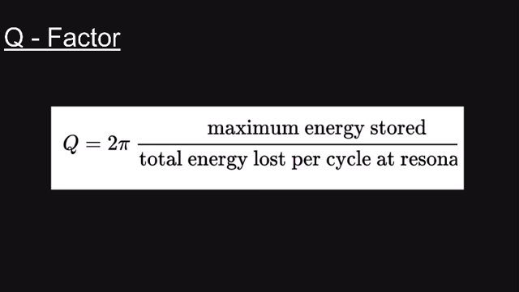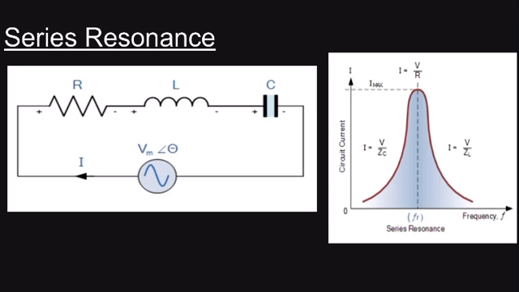The parameter is defined by the equation Q is equal to 2 pi times the maximum energy stored divided by the total energy lost per cycle at the resonance. So the higher the Q factor, the greater the amplitude at the resonant frequency, and the smaller the bandwidth, or the range of frequencies around the resonance. Now let us see the series resonance.